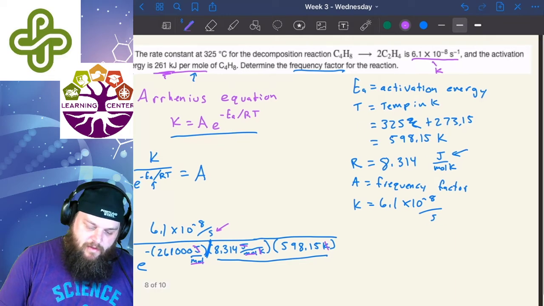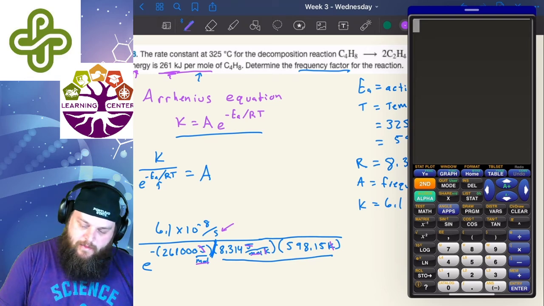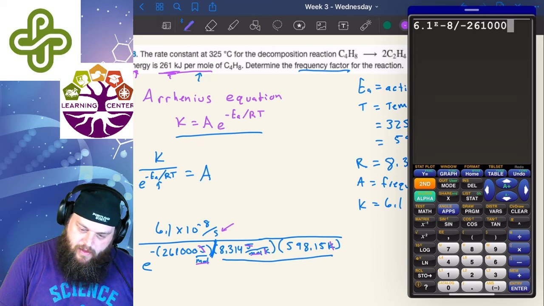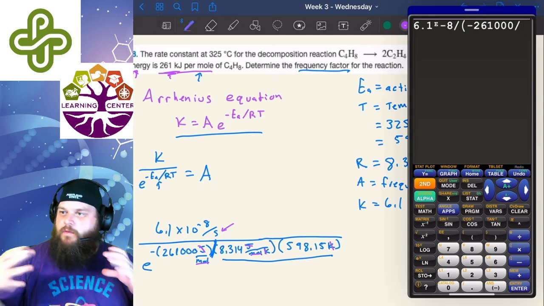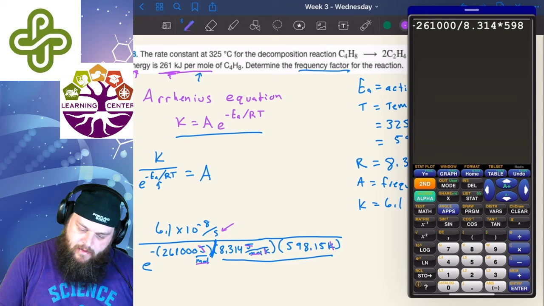So now I can go ahead and solve this and plug it into my calculator. Now that I know I'm going to get the right units out of it, I've checked that ahead of time. 6.1 times 10 to the negative 8 divided by negative 261,000 divided by, this is where I need a parenthesis, because if I'm dividing in the denominator, I need to make sure I have that whole denominator in a parenthesis. So that's 8.314 times 598.15. Yeah, I think that's right.